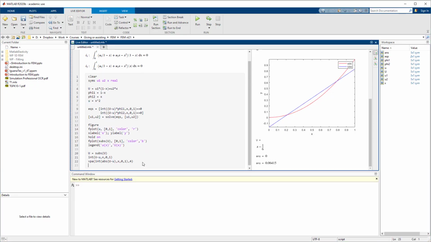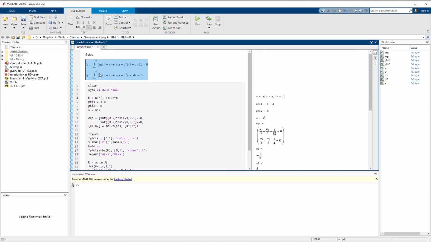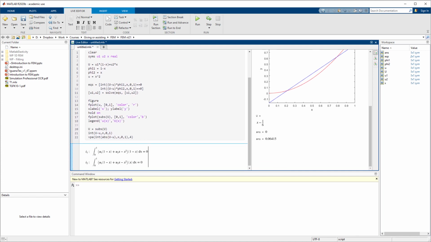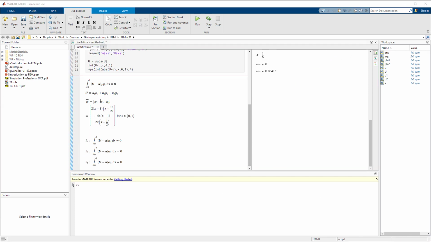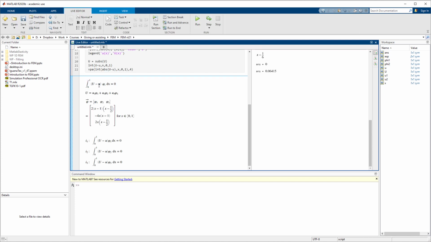So I'm gonna do Control Alt Enter to make a new section here, and in this section I'm just gonna throw this up here. Alright, so we have our integral 0 to 1 of capital U minus u times phi i, and actually I'll omit this subindex i here. It's really not useful because these are not varying by i.